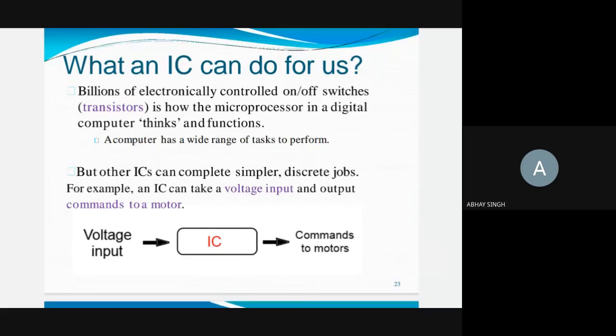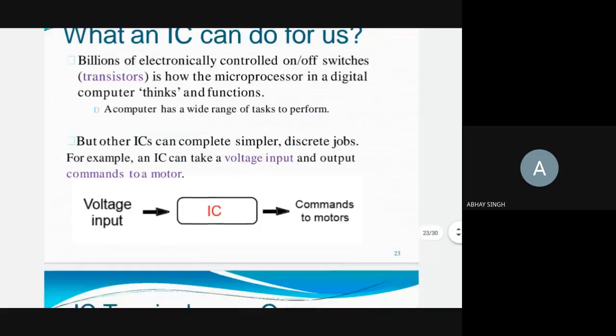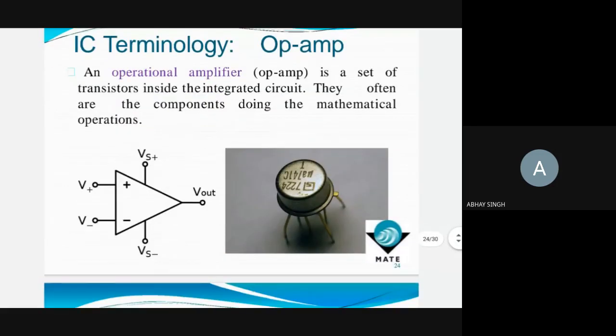The example of an IC we're taking is a motor control: how a simple motor control application can be done using an IC. There are a lot of applications, but I'm taking only a single simple application, an electrical domain application. This is the IC. This is another, an op amp.